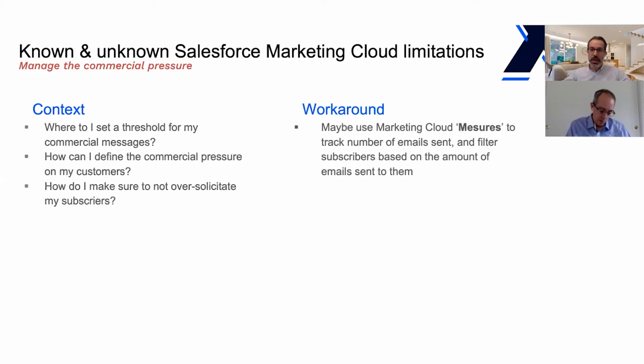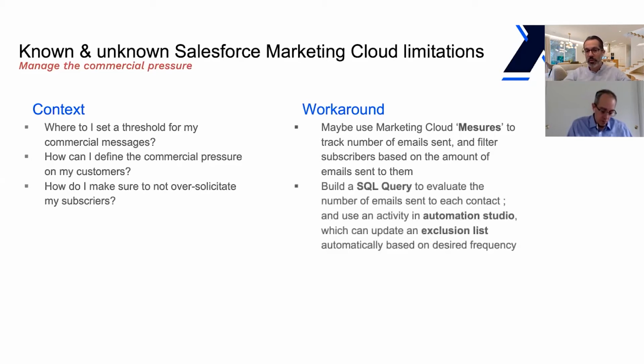So as a workaround, maybe you can use Marketing Cloud measures to track the number of emails you've sent, and then reuse these measures as a criteria, maybe. Another option could be to use a SQL query. So within Marketing Cloud, you can build some SQL queries, so you can evaluate the number of emails that have been sent to every contact, and then use Automation Studio to automate this query and use the results of this query to build an exclusion list.